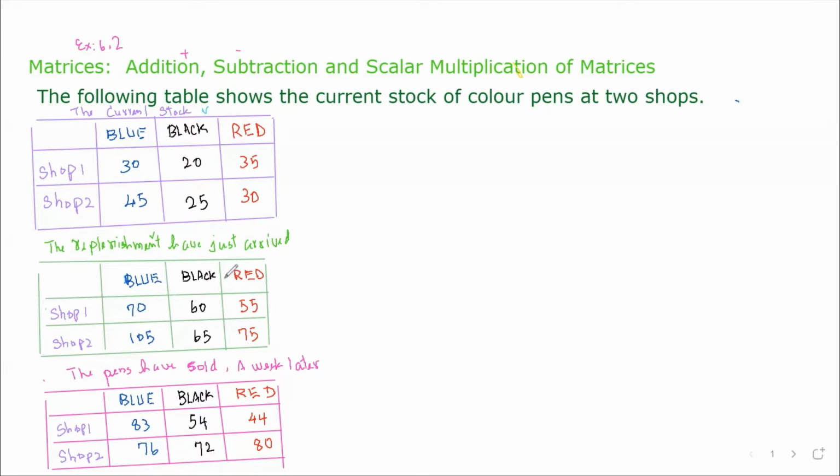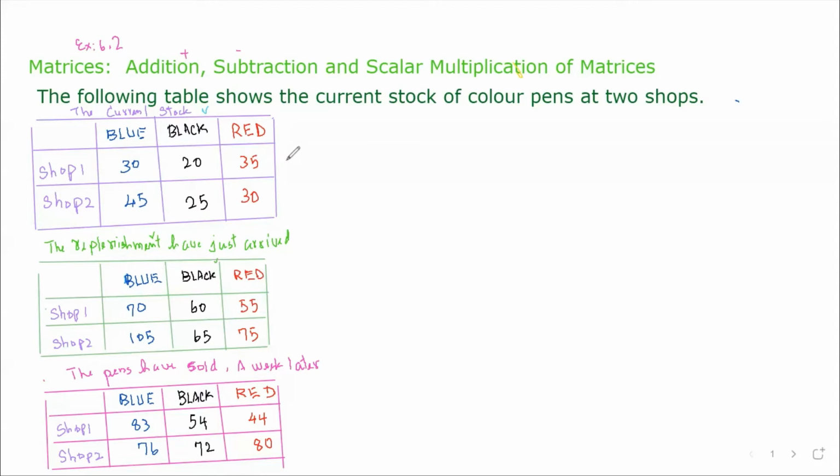And the black, they add more too. And for the red, they buy 55 more for the first shop and 75 for the second shop. So if you have stock and then you purchase or get more cargo like these pens, you just add it up, right?